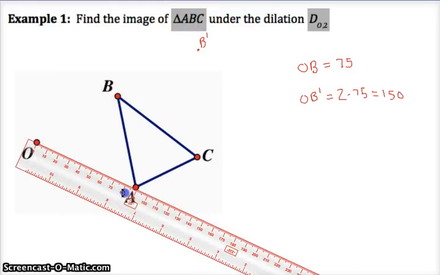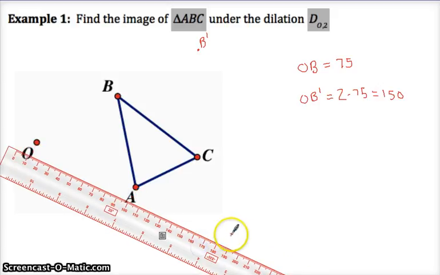So I want to measure from O to A. That's about as good as I can get. Measure from O to A, it's about 88. So O to A prime is going to be like 2 times 88, which is 176 or so. So right around here, I'm going to have another point. I'm going to call that A prime.